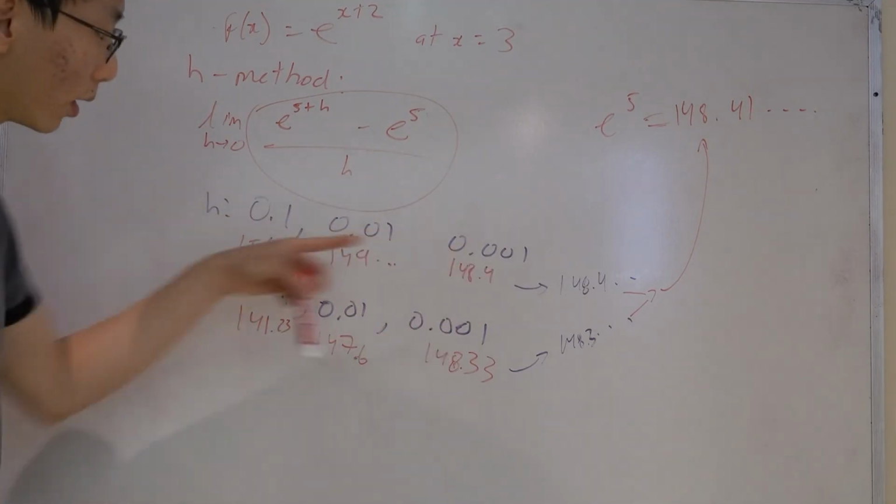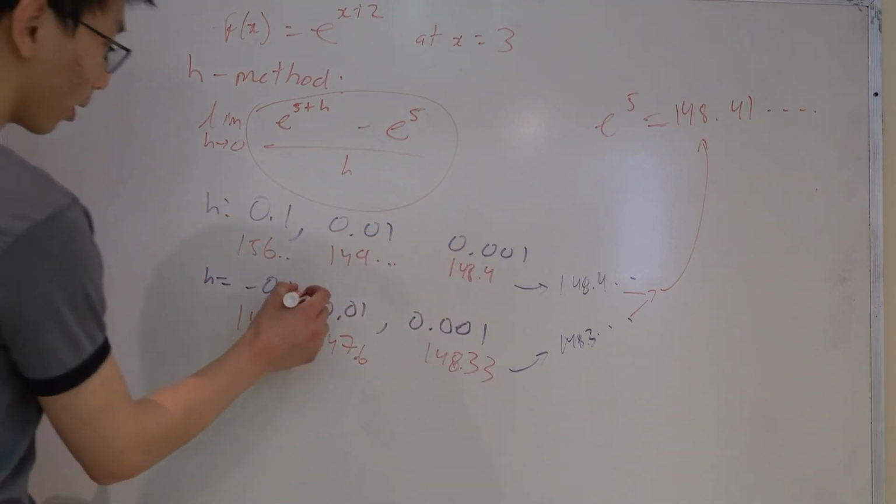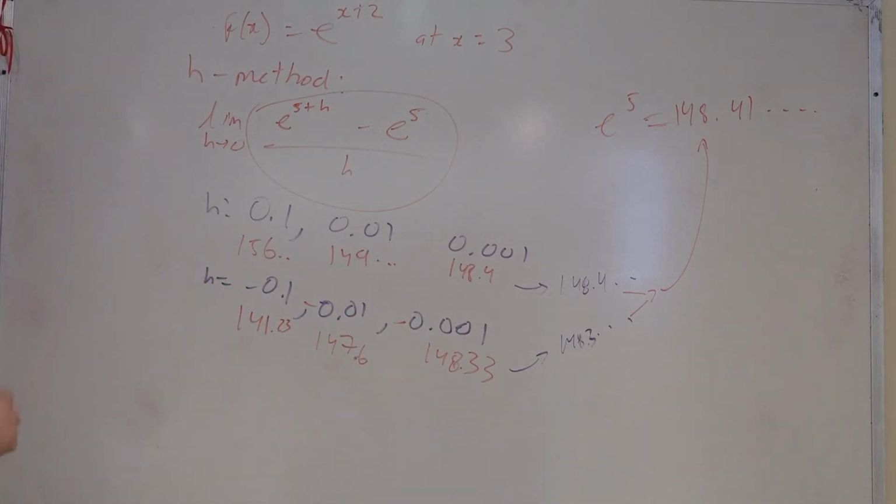So remember, both of these are going to 0, one from the positive side, and one from the negative side. Sorry, I forgot to put negative signs here. Hopefully that didn't mess you up too much.